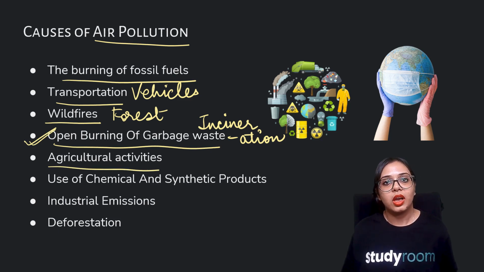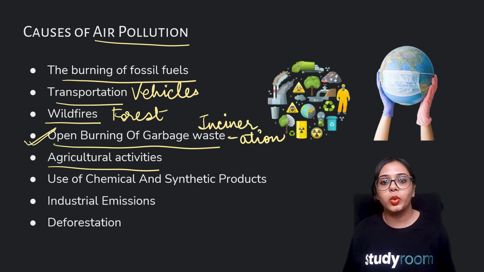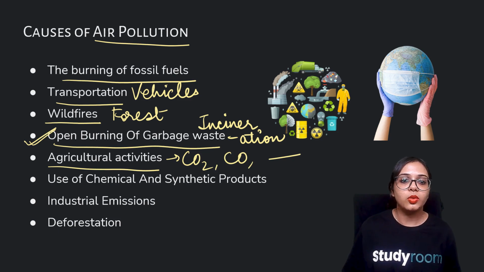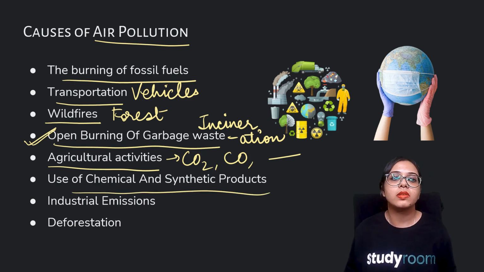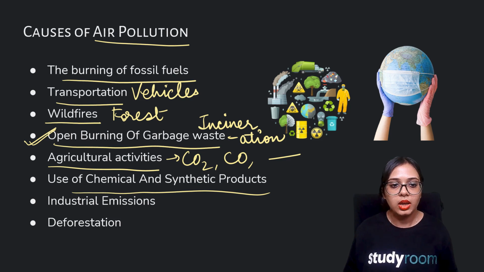Agricultural activities, again, because there are certain crops that go bad, and instead of disposing them in a compost pit, some farmers tend to burn them, to incinerate them, and burning them is again going to lead to the emission of carbon dioxide, carbon monoxide, and other harmful pollutants. The use of chemical and synthetic products also leads to air pollution, because it results in an emission of a mixture of gases, and often these mixtures of gases are harmful for our health.